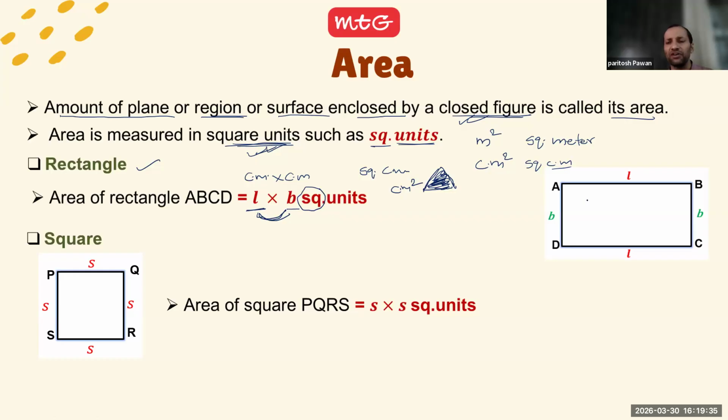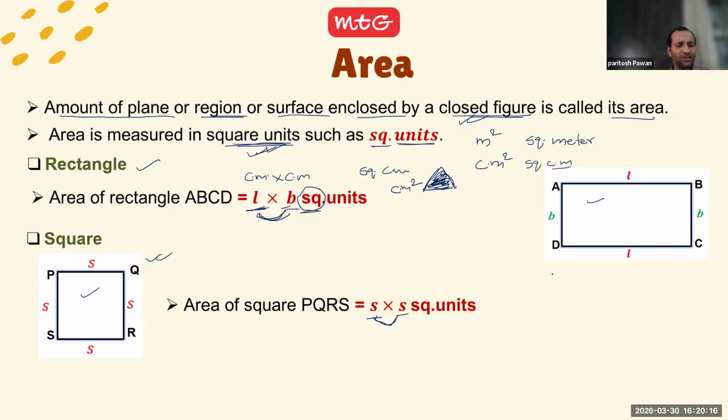In any formula, whether you take rectangle, square, triangle, or circle, if you're calculating area, definitely its unit will be square, and in the formula definitely two lengths will be multiplied. Like here you can see length into breadth, two lengths are multiplied. If we take the example of a square, where four sides are equal, how are we calculating the area? Side into side. Again you see, two lengths we are multiplying. That is the area of a square.